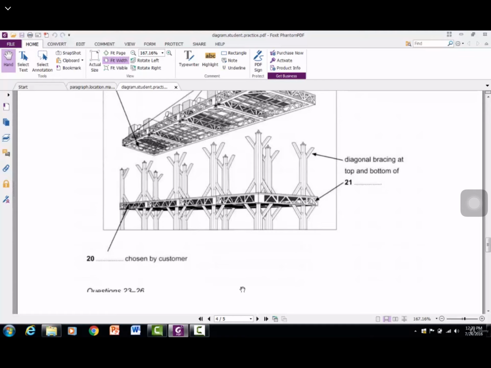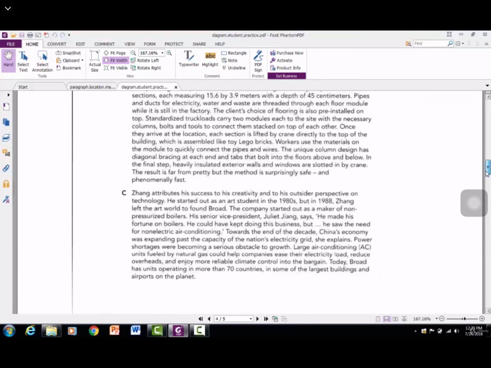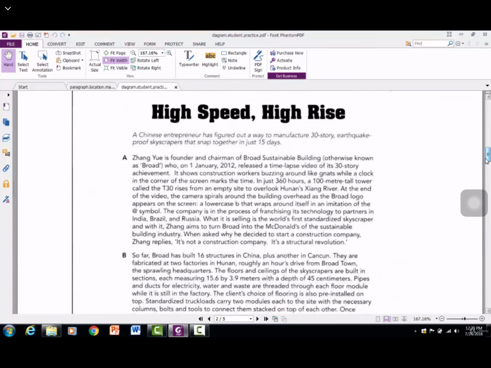All right, so let's look for our first one dealing with pipes and ducts. And that's going to be easy to find because it has to be together. And also there are no synonyms for pipes and ducts. So we should be able to find those words exactly, and I'm scanning down now. Oh, all right, I found it already.